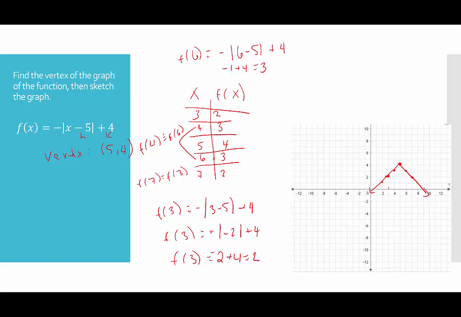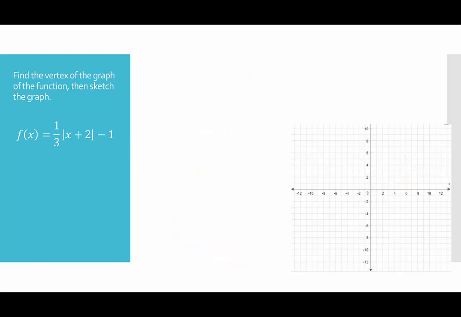Verifying this on the graph, there it is, 4, 3, and 6, 3. So it's nice we only have to check half of the points, which does save us some time. And again, you don't have to create the table of values unless your instructor tells you you need to. But if you don't feel comfortable just using the knowledge, create the table of values.